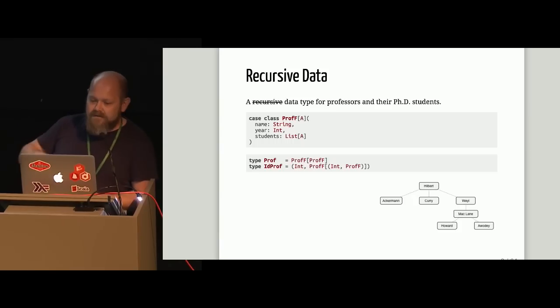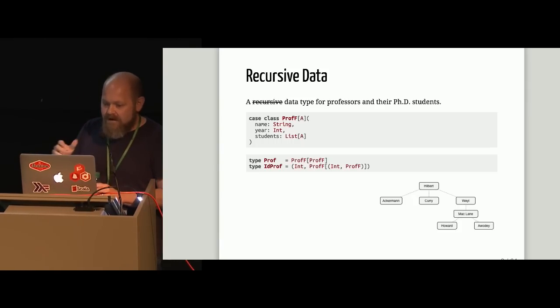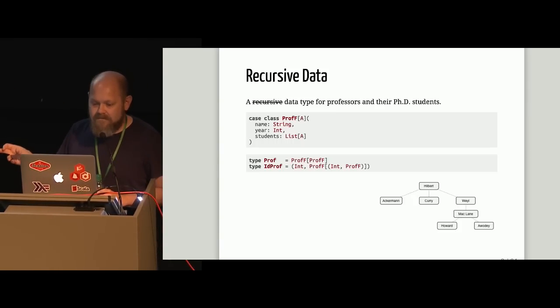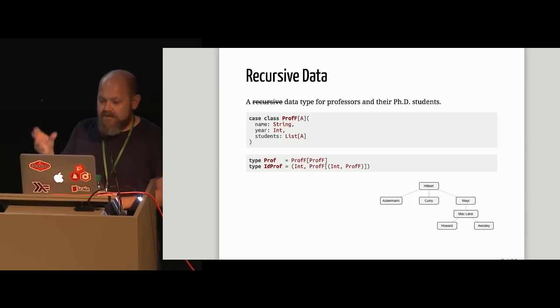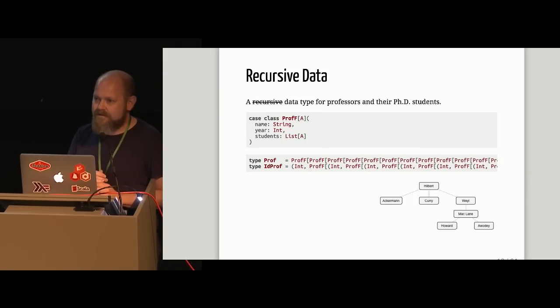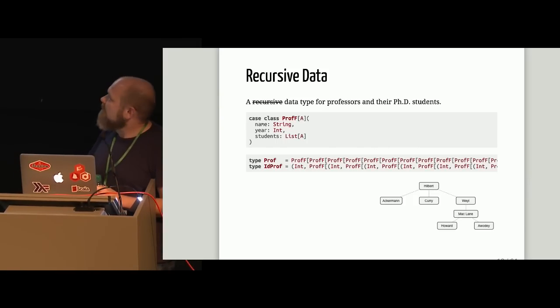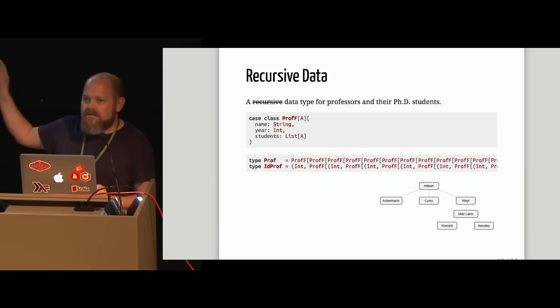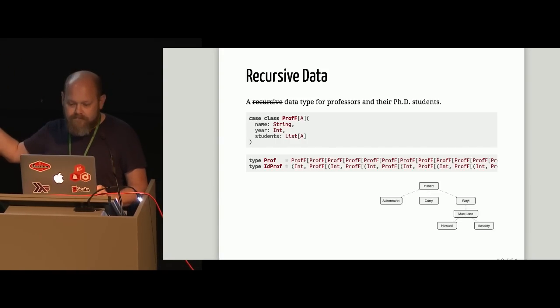And now we can have type aliases, right? We can say a Prof is a PropF of PropF, and an IDProf is a pair of an int and a PropF whose children are a pair of int and PropF, right? Does that compile? That does not compile. PropF takes a type argument, right? So that's what you end up with, right? So the types are infinite. So we need a way to represent these types in a finite way.